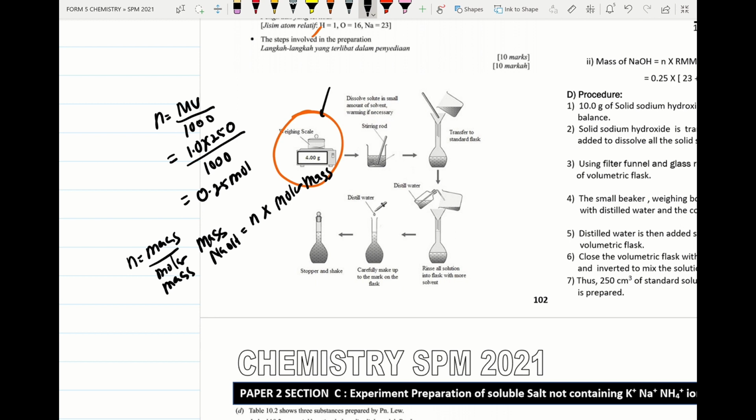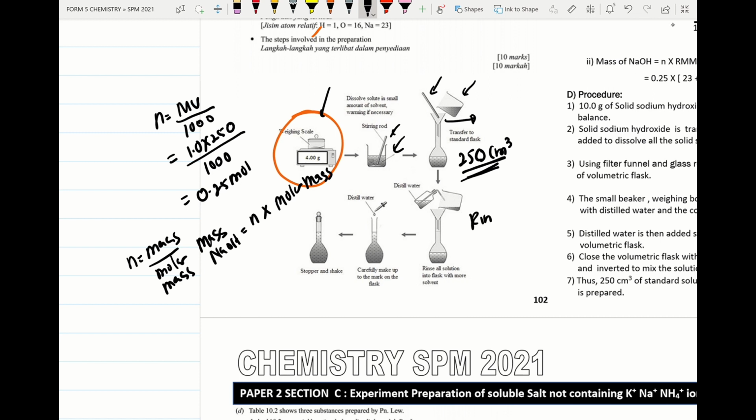Then we need to take a weighing balance. Then we weigh the mass and we use a small beaker and glass rod. We put the mass of solid sodium hydroxide in. We add sufficient distilled water. We stir the mixture to dissolve it, and we must use a volumetric flask, 250 cm³. This one must be mentioned. By using a filter funnel and also a glass rod, the sodium hydroxide solution is transferred into the 250 cm³ volumetric flask.